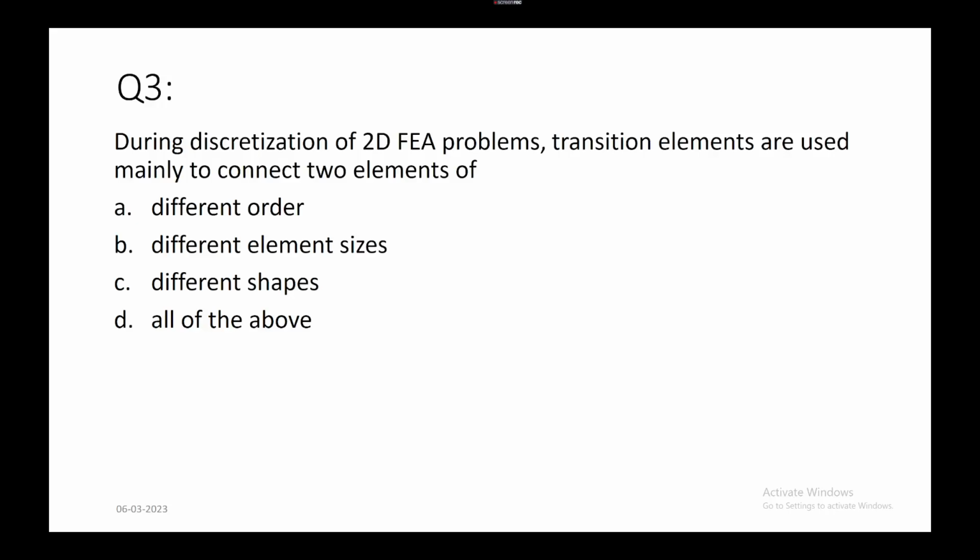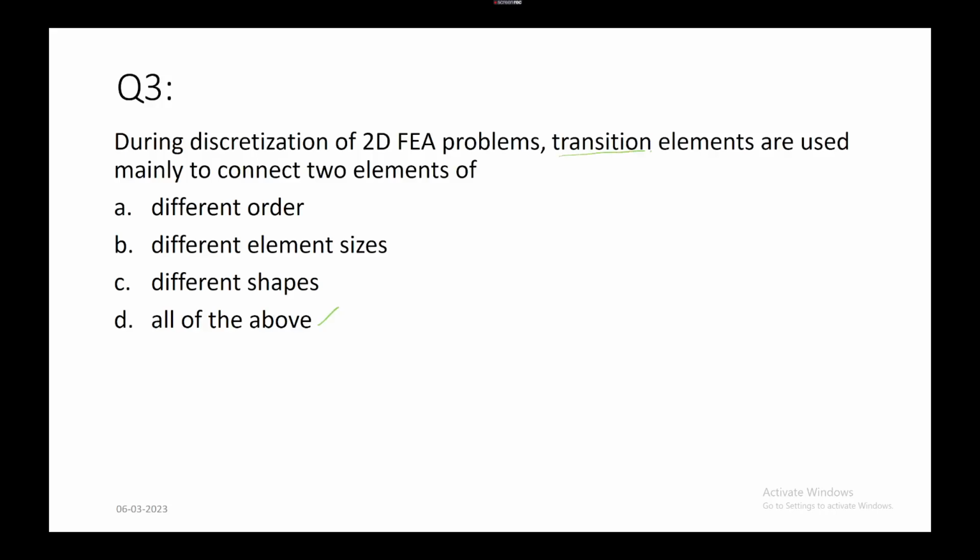Again, this is also related to discretization. During discretization of 2D finite element problems, there is a type of element called transition elements. Transition elements are used mainly to connect two elements of, option A, different order; option B, different sizes of elements; option C, different shape of the element; option D, all of the above. All of the above, sir. Okay, this is one option, all of the above.